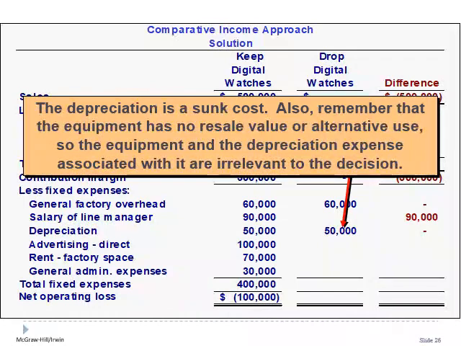when making this decision. Also remember that the equipment has no resale value or alternative use, so the equipment and the depreciation expense associated with it are irrelevant to the decision. طالما هي irrelevant يبقى they can't be avoided، وبالتالي مش هاخدها في الاعتبار. هلاقيها the same between the two alternatives. هنا 50,000 وهنا 50,000. تمام.